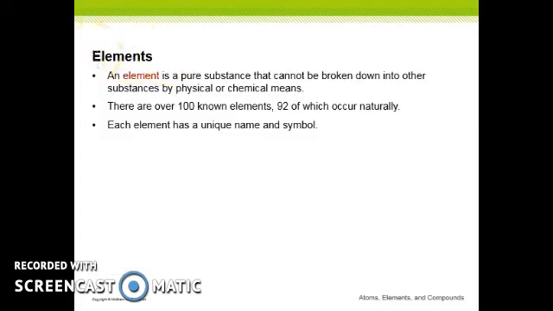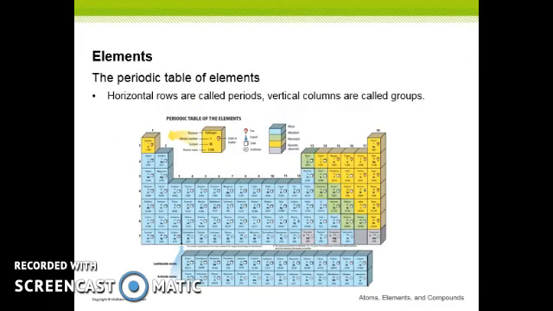Elements, next heading. An element is a pure substance that cannot be broken down into any other substance by physical or chemical means. And you need to know there are over 100 known elements, 92 of which occur naturally. Each element has a unique name and symbol. So you thought chemistry was over. Well, surprise! Here it is again.